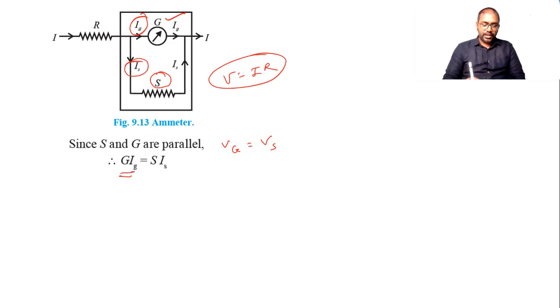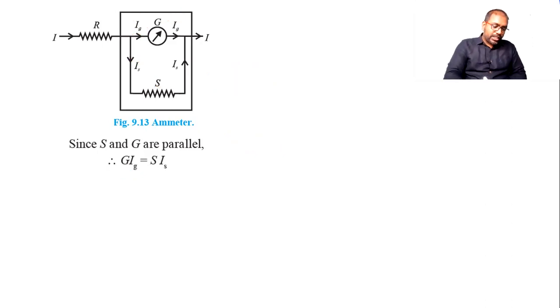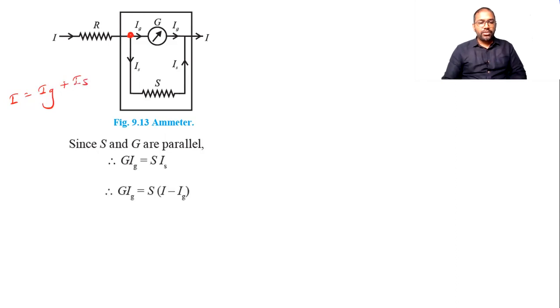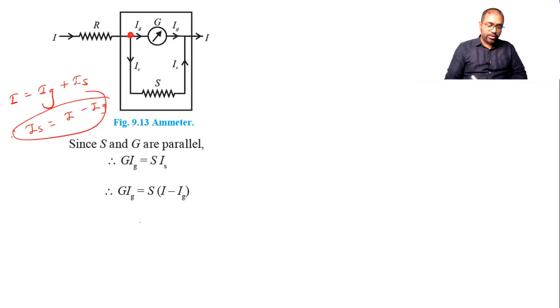Now here, by Kirchhoff's current law applied to this junction, we can write I is equal to IG plus IS. So IS is equal to I minus IG. This formula we have to use here. Instead of IS, we use I minus IG. Then we get this formula: G into IG is equal to S into (I minus IG).